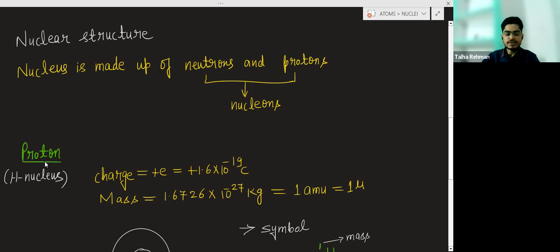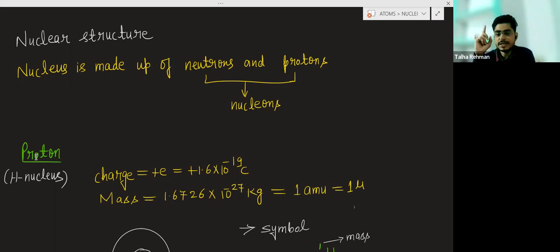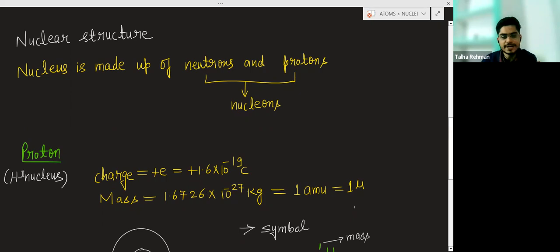Now, basically, what is a proton? If you take a hydrogen nucleus, hydrogen has atomic number 1, and mass number is also 1. So, if you take only the nucleus of the hydrogen atom, there will be only 1 proton. So basically, sometimes we give the name hydrogen nucleus to the proton.